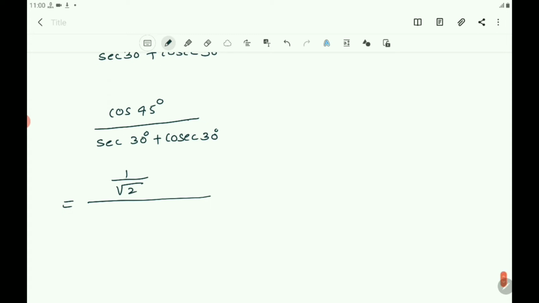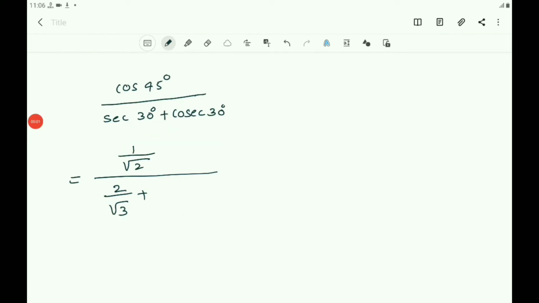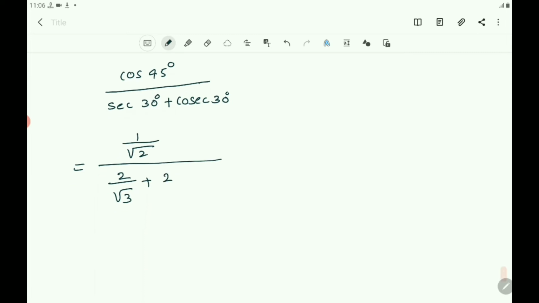Secant 30. You know that cos 30 is root 3 by 2, so secant 30 is 2 by root 3, plus cosec 30 degree. Cosec 30 is the reciprocal of sin 30. Sin 30 is 1 by 2, so cosec 30 is 2.